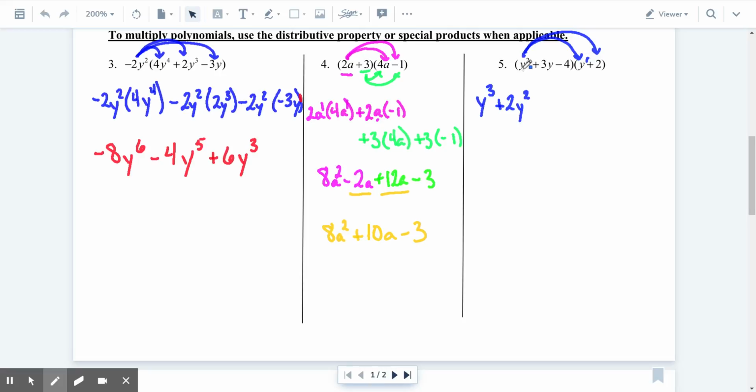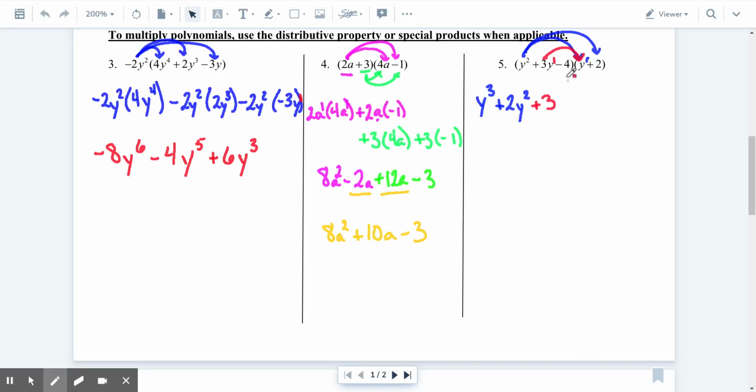Y squared was multiplied with both terms in the other parentheses. So we move on to the next. Let's work with the 3y. Let's take 3y times the terms in the other parentheses. So we take 3y, which again, remember, that's 3y to the first, times y to the first. So we still have plus 3. There was no coefficient over here we needed to multiply with.